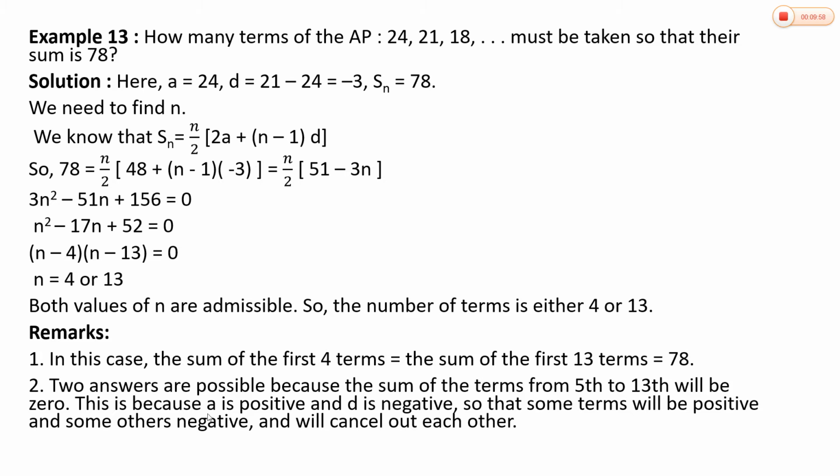This is because a is positive and d is negative. You observe here, you got the value of d as minus 3, negative. So, if you do the sum of the 5th to 13th term, you will get the sum as 0. This is because a is positive and d is negative, so some terms will be positive and some other terms negative and will cancel out each other. If you want, you can check it out by yourself.